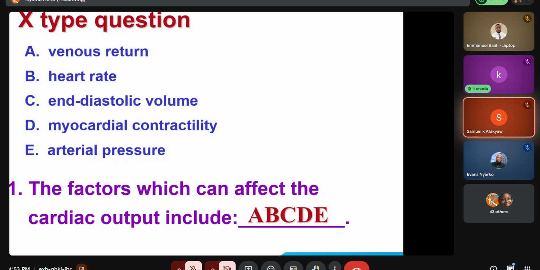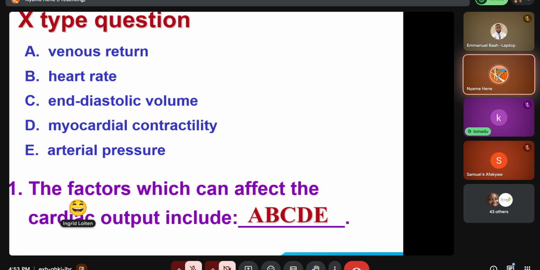So the venous return is the one filling the bottle for you, right? It's the one filling the heart. So if only a small amount is coming in, it means you do not get proper filling. If you don't get proper filling, what will happen? Even if you contract, you will not get enough amount going out.